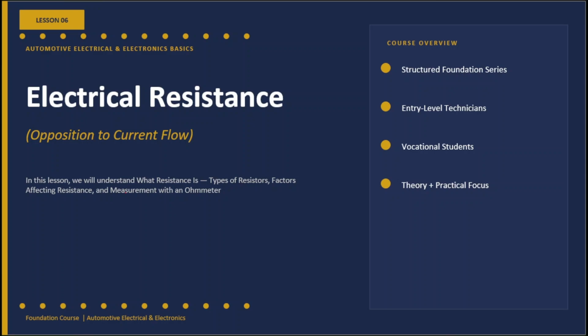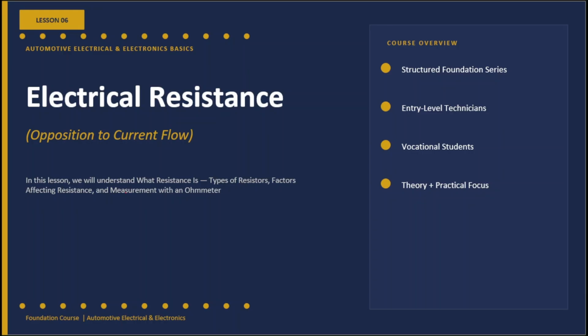Welcome to lesson 6 of Automotive, Electrical and Electronics Basics. In this lesson, we will be learning about electrical resistance, opposition to the current flow. What are the types of resistors, what are the factors affecting resistance, and measurement with an ohmmeter.